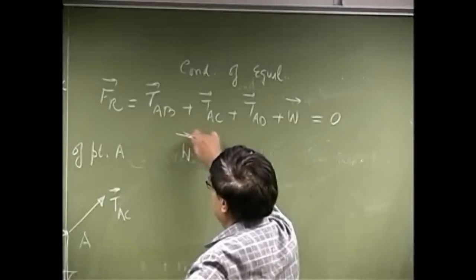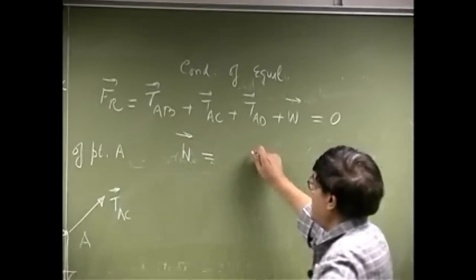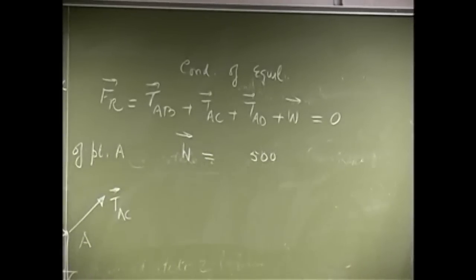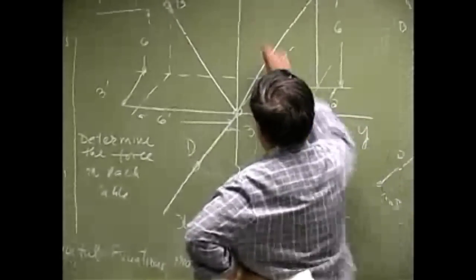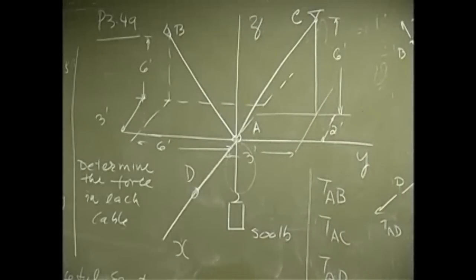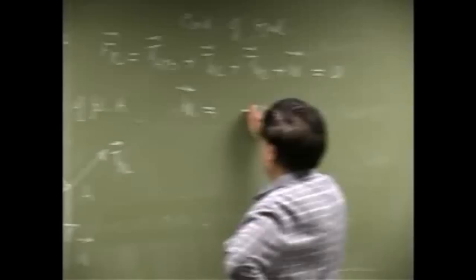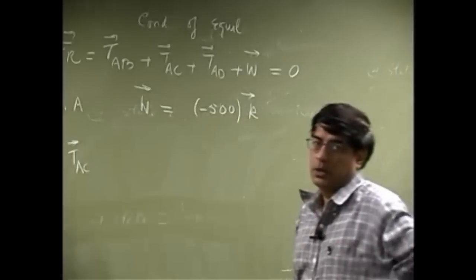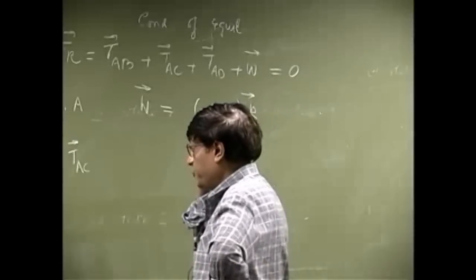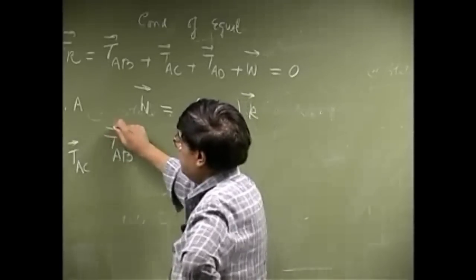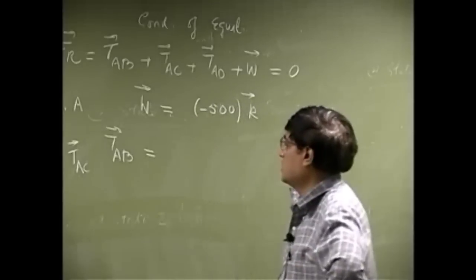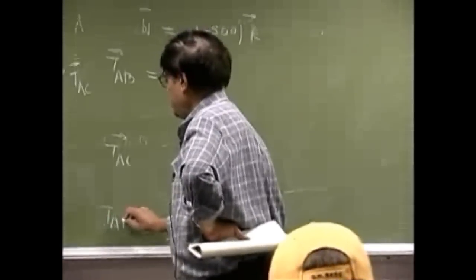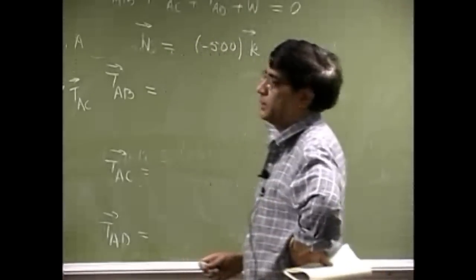So the force W, that's the weight, it has a magnitude of 500, it's going in the downward direction. We're going to choose this axis as X, this as Y, this as Z. So, weight is going down, which is the opposite of Z, so it gets a negative sign, and multiply it by the unit vector along the Z axis. So that's one force, then we need TAB. Then we also need TAC, then we also need TAD. All of these forces are needed.